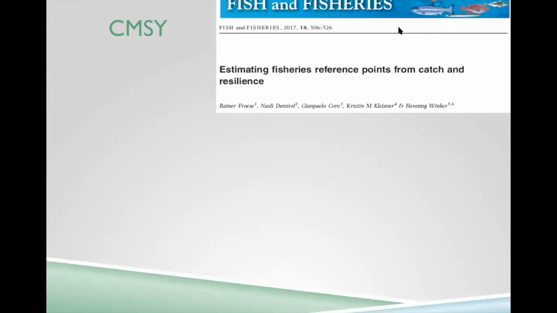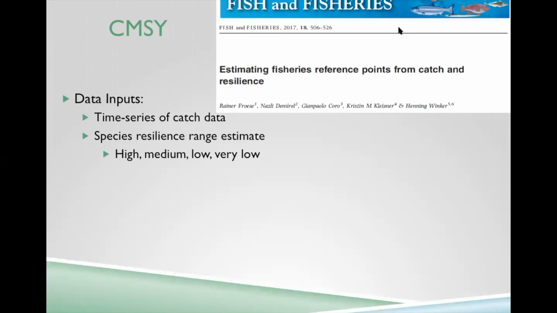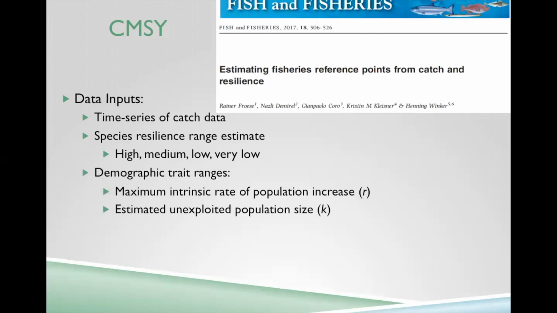Moving on to CMSY. Minimal input requirements are needed for this method in terms of demographic population traits, which makes it a solid option for data-limited stocks. From a time series of catches and an estimate of species resilience, which is defined as a population or a system's ability to reestablish to a former state after a disturbance. This model also requires input distribution ranges for some specific demographic traits, those being the intrinsic rate of population increase, known as r, and then estimated unexploited population size, known as K.